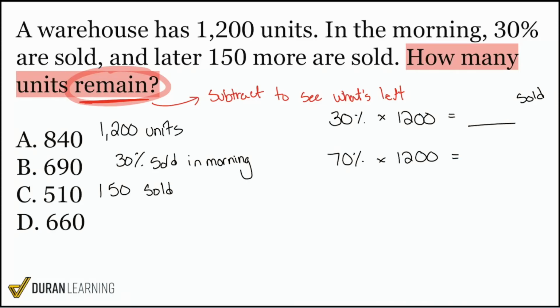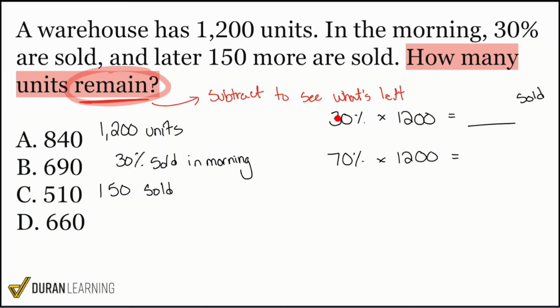But if I ask you, hey, what does 70% represent? If 30% represents what are sold, what would the 70% represent? Yeah, the remaining after the morning. So 70% shows what's left after we sold in the morning. So you can go either way depending on what you're comfortable with.